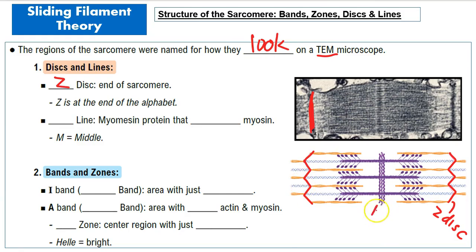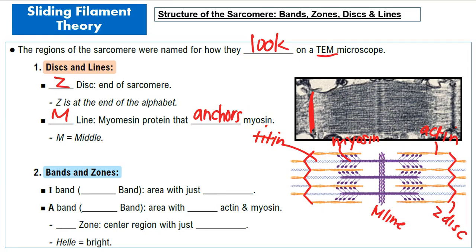Then let's talk about the middle of the sarcomere, called the M line. This is going to be our myomesin protein that anchors the myosin. As you can see, it's anchoring the myosin, allowing the myosin to do its job. So again, that's going to be our M line. Now we should know that this is going to be our myosin, and this is also our actin. We've seen those before in the previous video. And we also know this is our titin, our elastic filament.